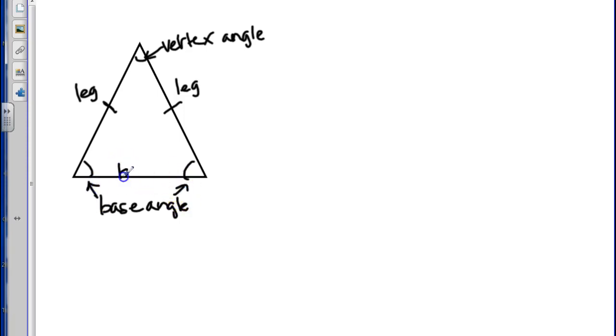All right, and this is called the base. So as we look at these triangles, there are a couple of things that we need to point out. First is Theorem 6.2, which is the isosceles triangle theorem. If two sides of a triangle are congruent, so let's say this is A, B, and C, then the angles that are opposite those sides are also congruent.